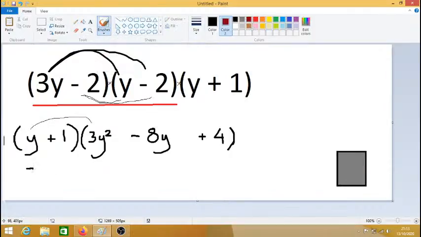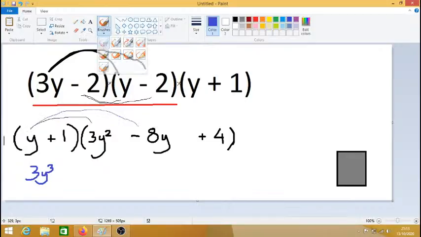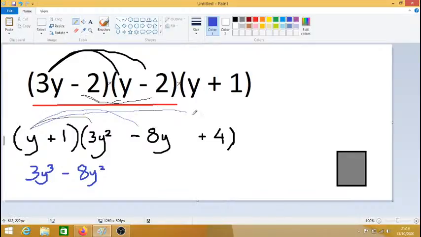So that becomes 3y cubed. Followed by sticking with the y, multiplying by the minus 8y, that's becoming minus 8y squared. Again, sticking with the y until all the bits are done. We've got y times the plus 4, so that's plus 4y.